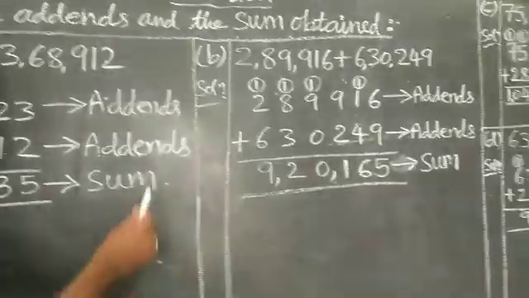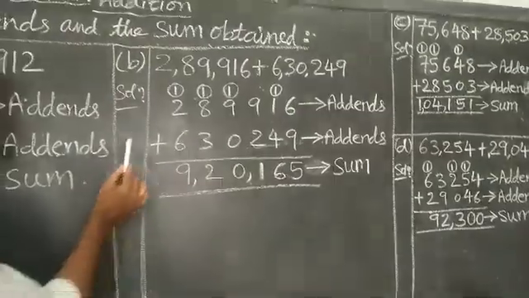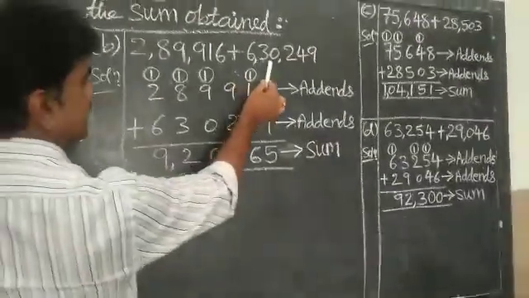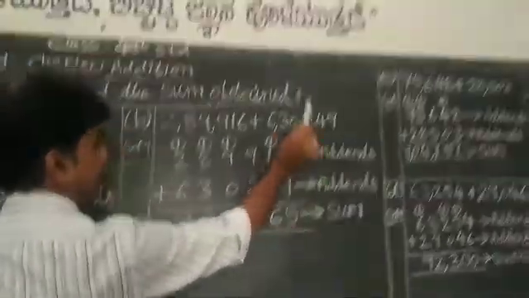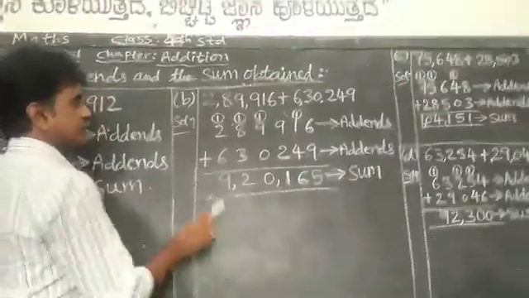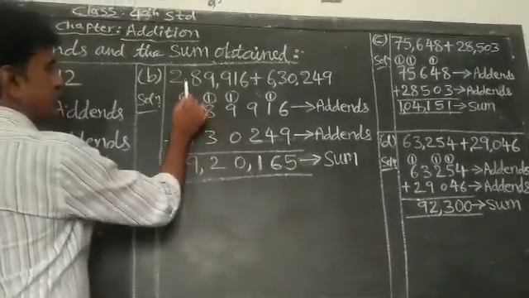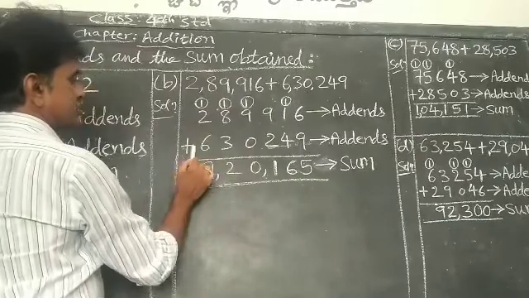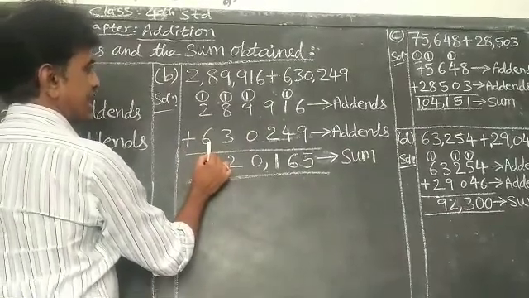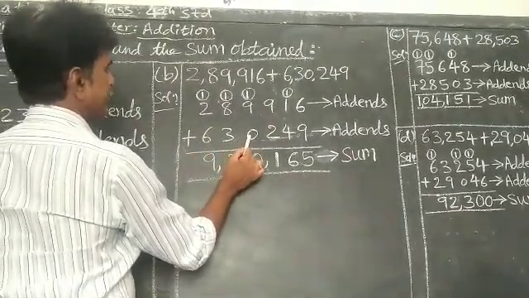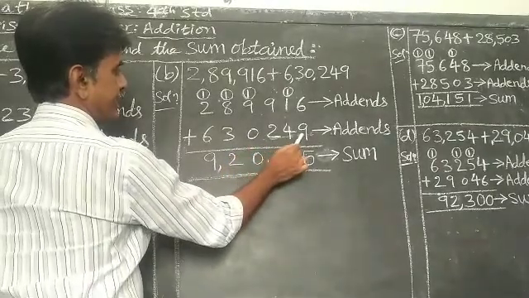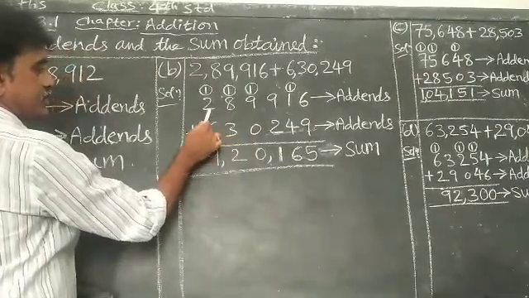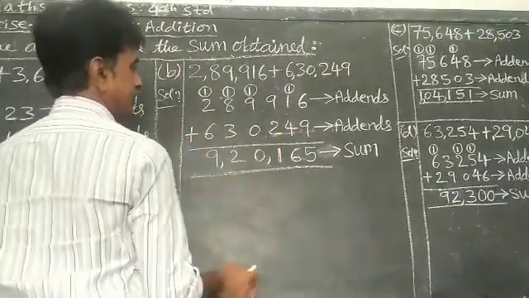In the same way, the B question. What is the B question here? 2,89,916 plus 6,30,249. The numbers you write, 2,89,960 plus 6,30,249, one below the other, digits below digits. Understood? These digits you should write one below the other.